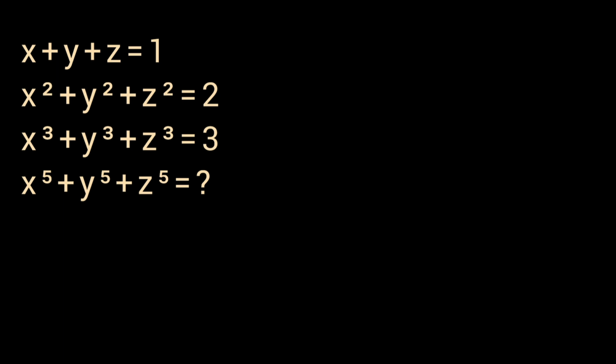So equation number 1 is x plus y plus z equals 1. The second equation is x square plus y square plus z square equals 2. And the third equation is x cube plus y cube plus z cube equals 3. Now the question is to find the value of x to the power 5 plus y to the power 5 plus z to the power 5. So this is Anmol Mishra, and now let us see the solution.